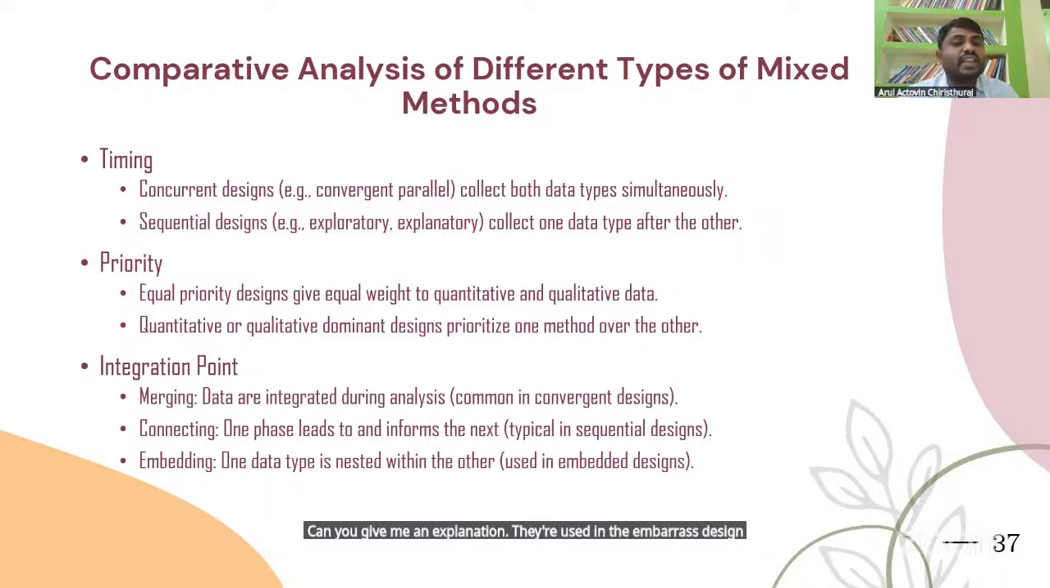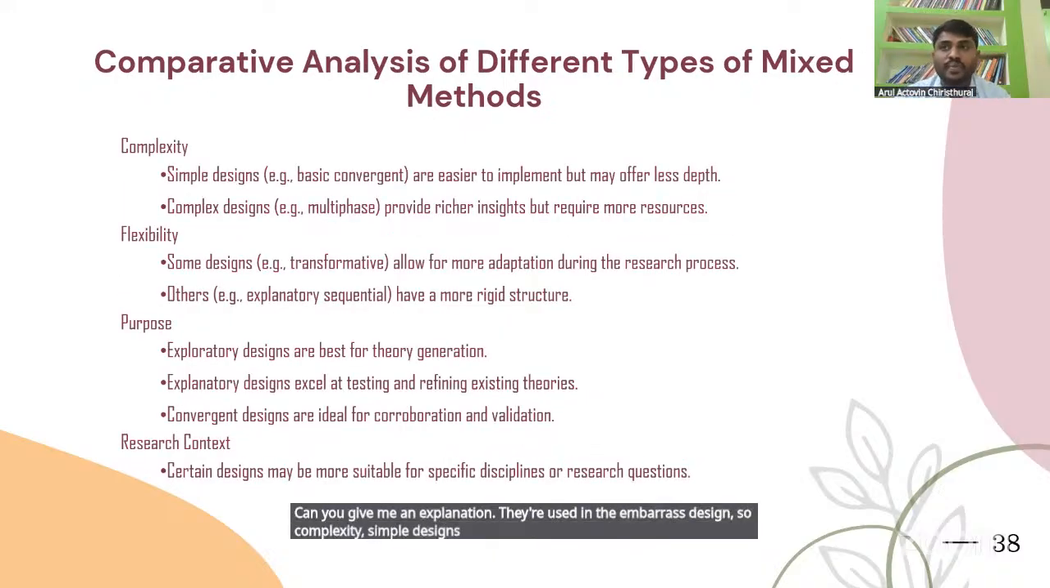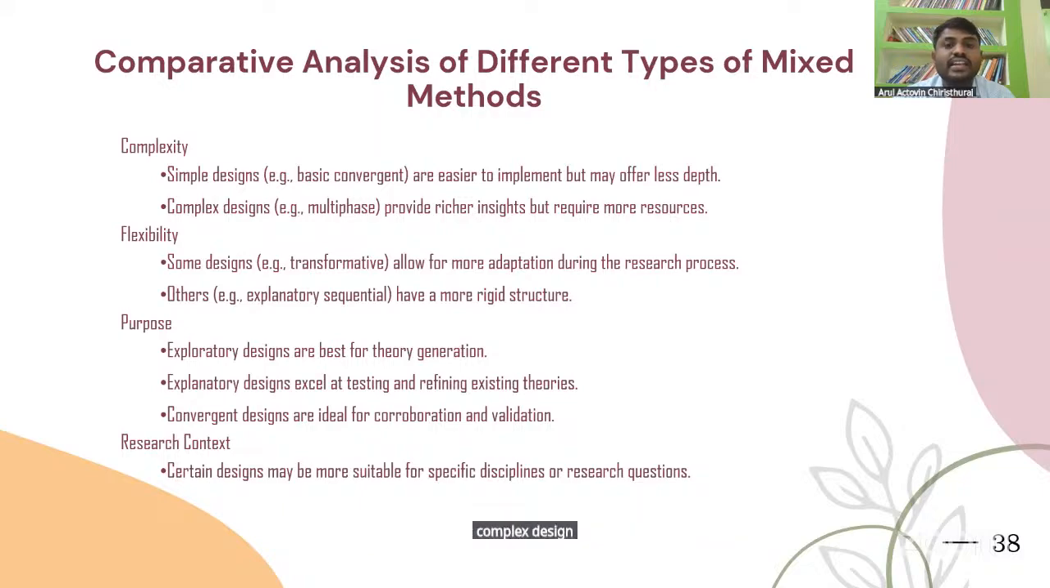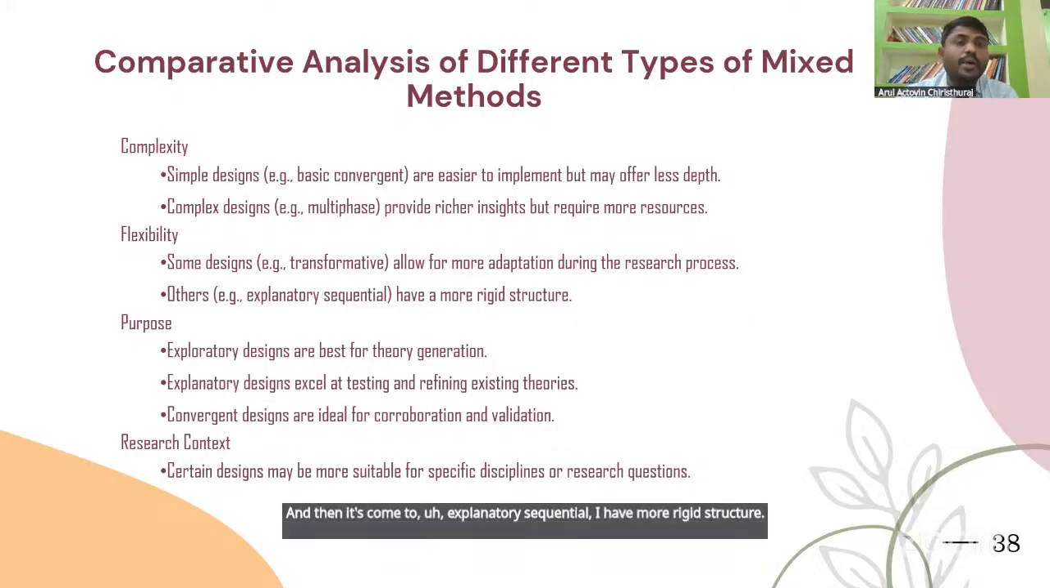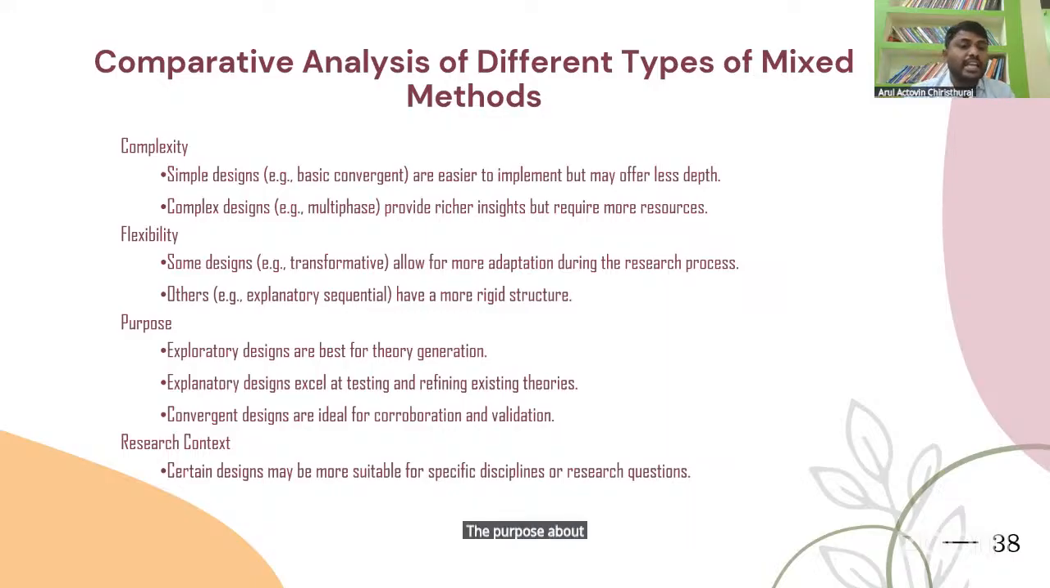On complexity, simple designs, basic designs such as convergent, are easy to implement but may offer less depth. Complex designs provide richer insight but require more resources. On flexibility, some designs allow more adaptation during the research process, while explanatory sequential has a more rigid structure. The purpose also differs: exploratory designs are best for theory generation.